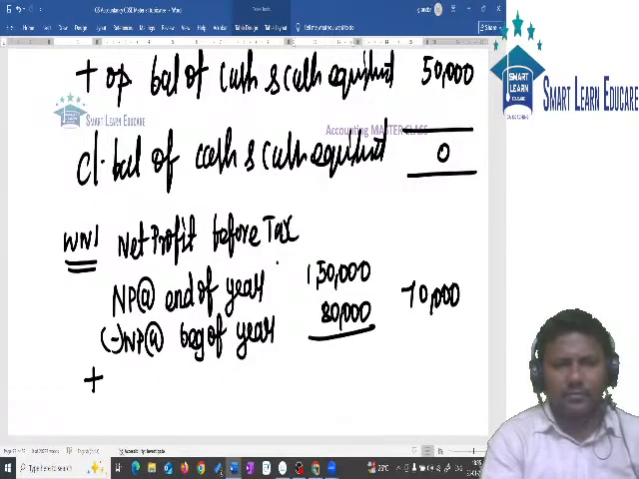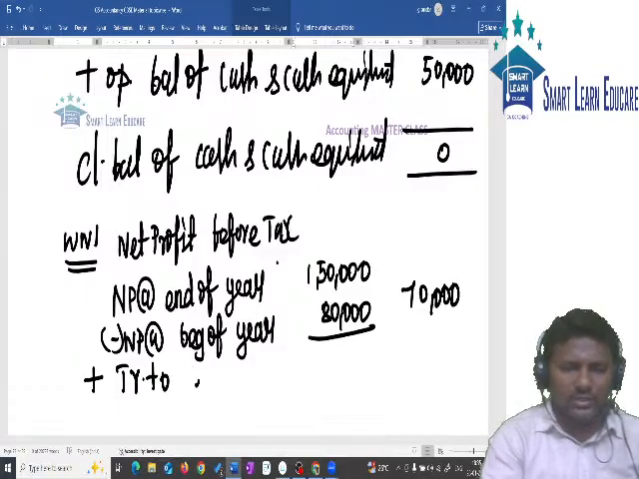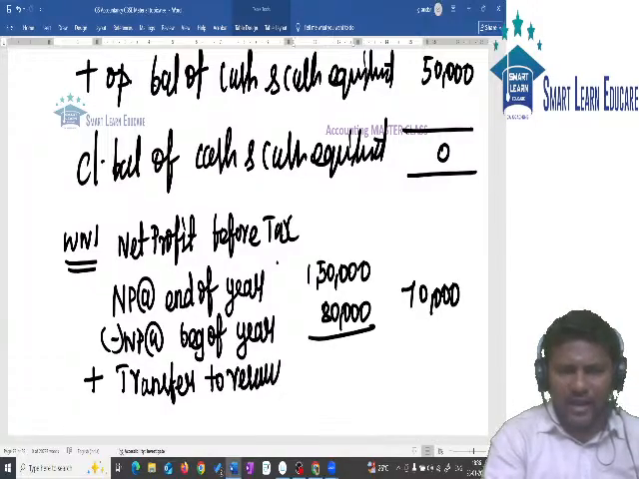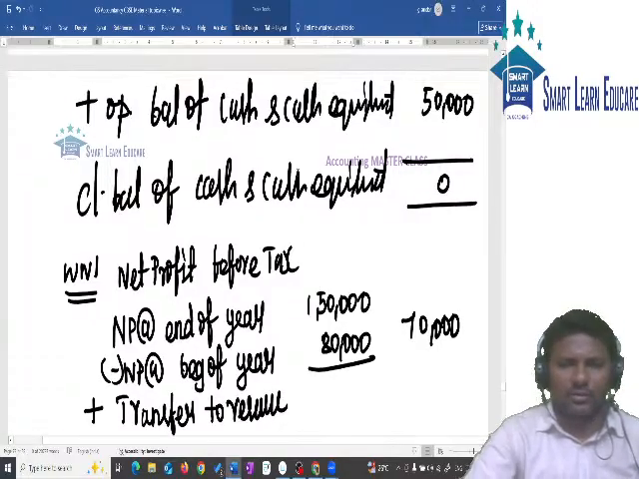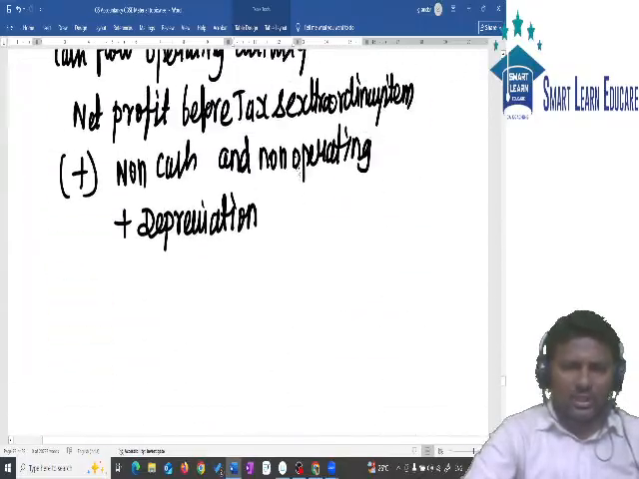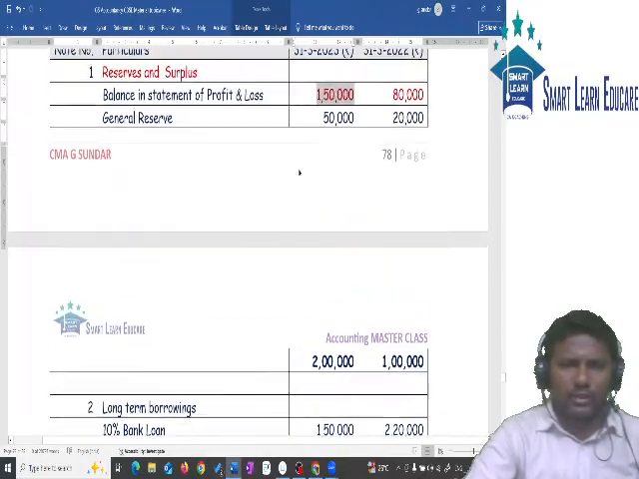Add back transfer to reserves. Working note 1 liye add back transfer to reserve.